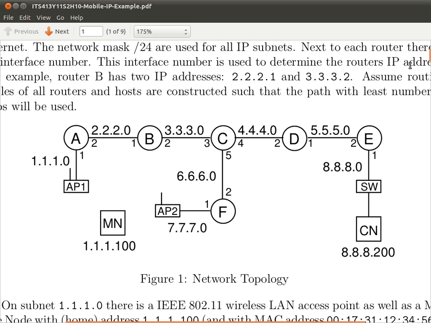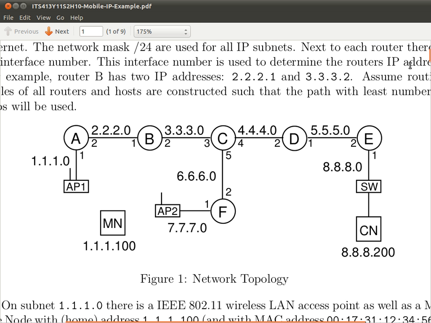Router A receives a packet. Destination 111100, it checks its mobility binding table. It realises there's an entry for 111100 in my mobility binding table, which means this mobile node is not home, it's away. It's visiting a foreign network. And the care of address in that foreign network is 7771. So A knows it's not local, it's somewhere else. And it knows where that somewhere else is.